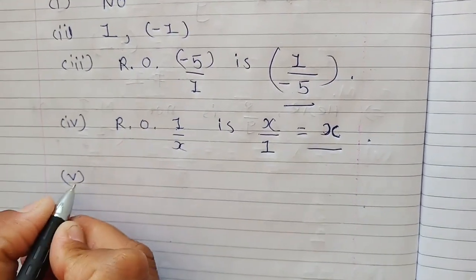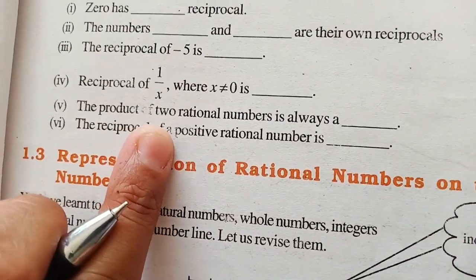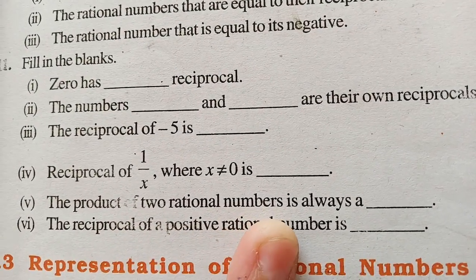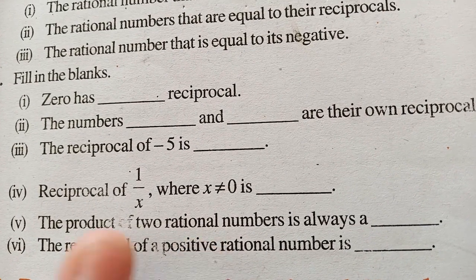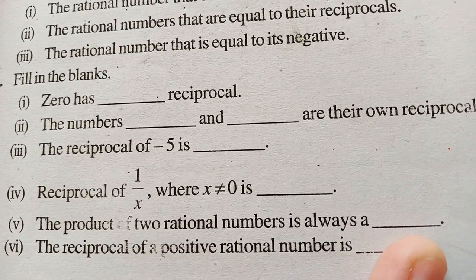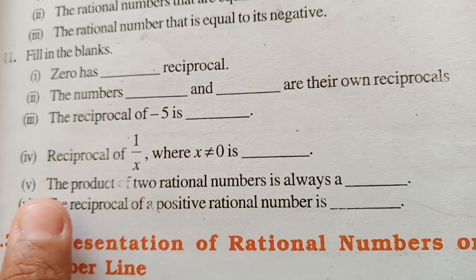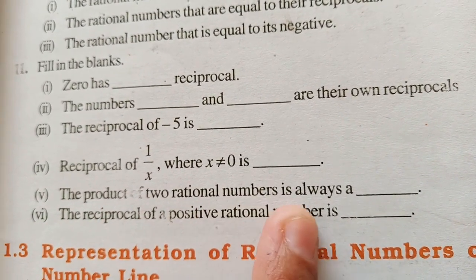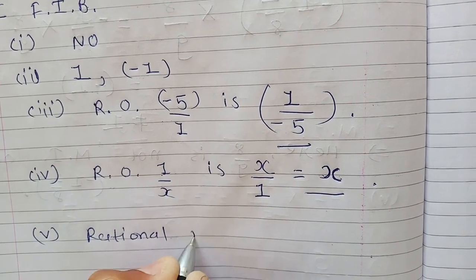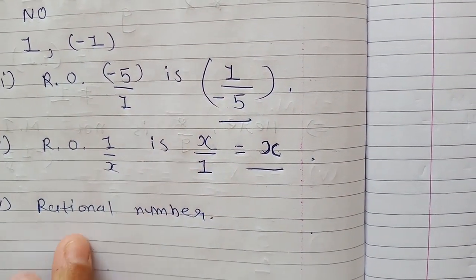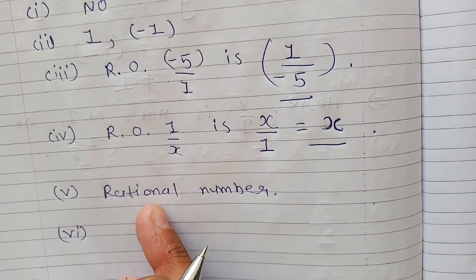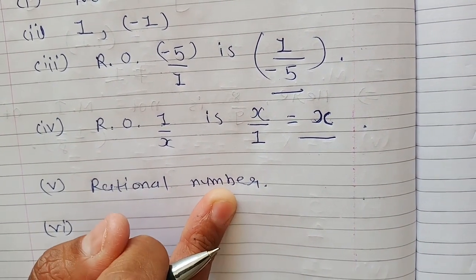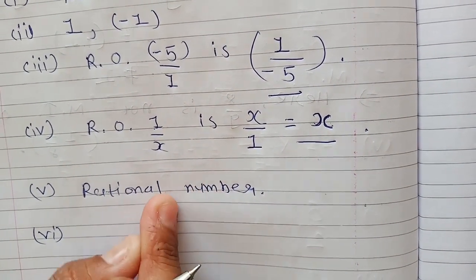Now the fifth blank: the product of two rational numbers is always a rational number. If we multiply two rational numbers, what do we get? Now it's the closure property of rational numbers. So the product of any two rational numbers is always a rational number. This is our answer, and we can say this using the closure property of rational numbers, because whenever you multiply any two rational numbers, your answer is always a rational number.